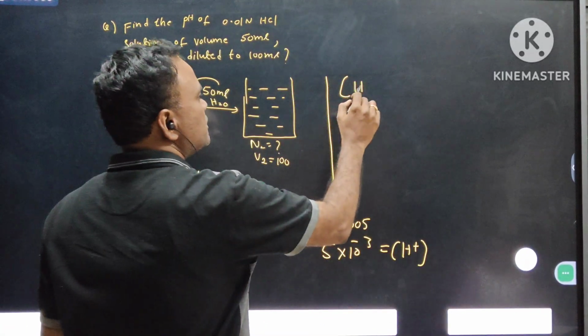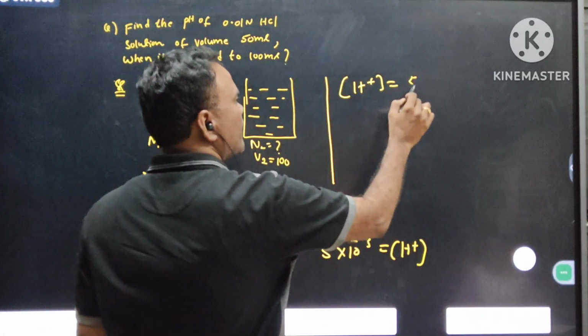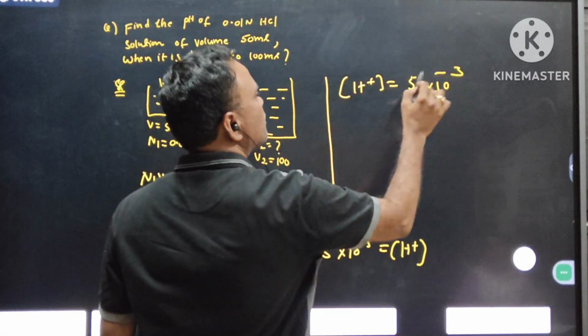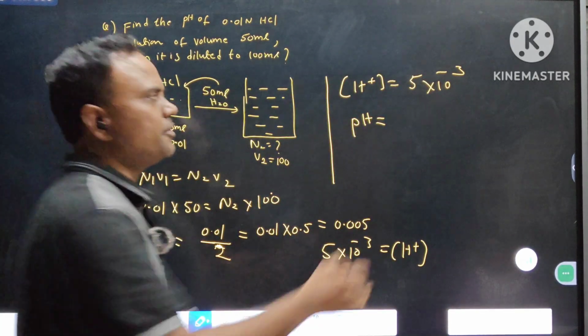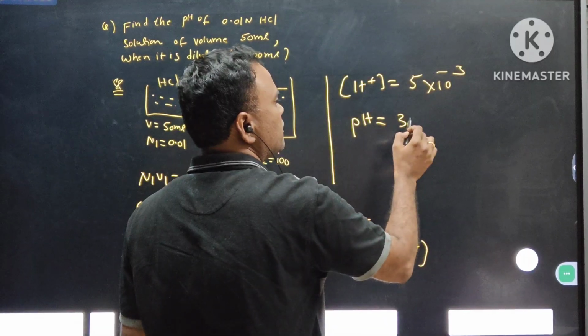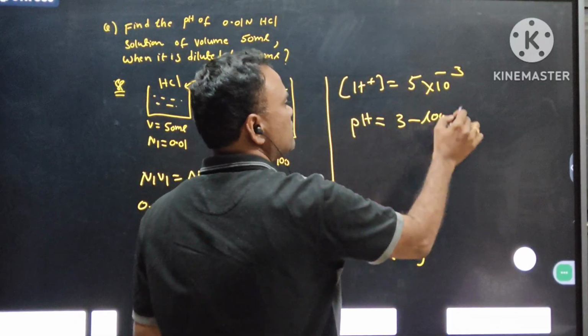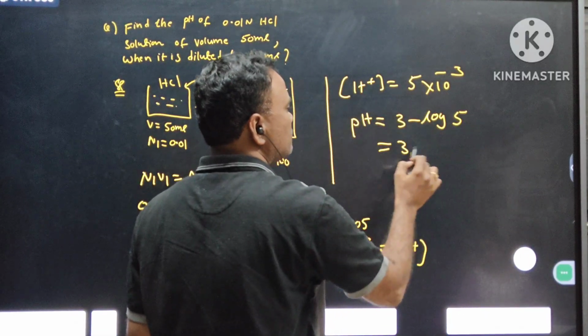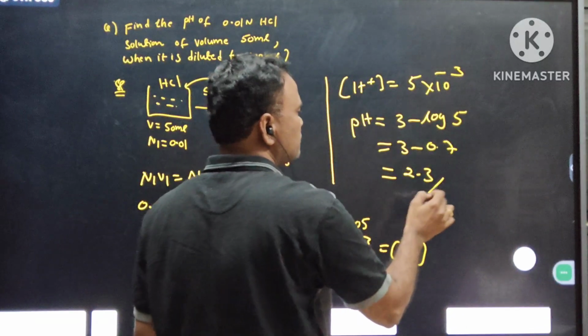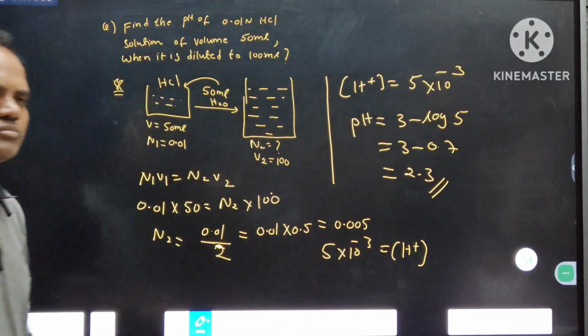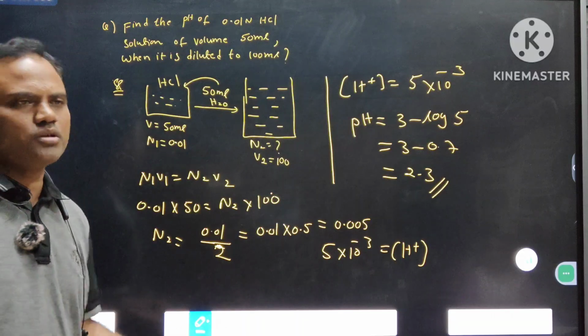If H plus concentration is equal to 5 into 10 power minus 3, then what about the pH value? The pH format: first write the power, 3, minus log 5. Log 5 value is 0.7, so that is equal to 2.3. Dilution principle.